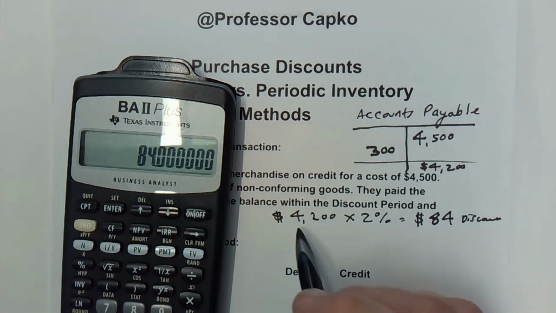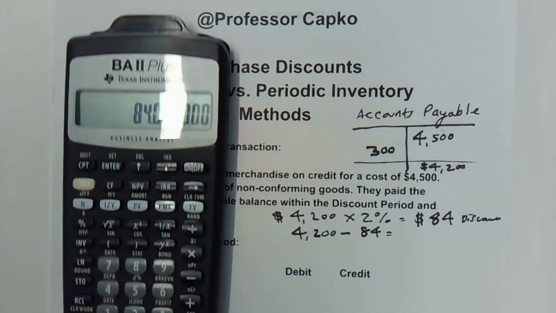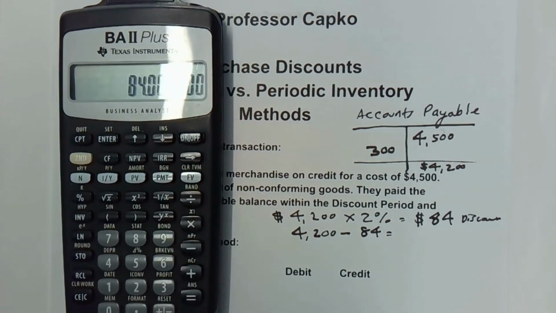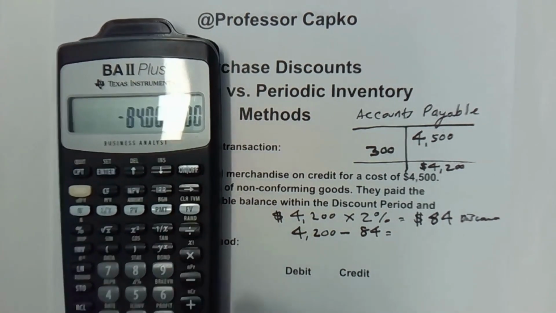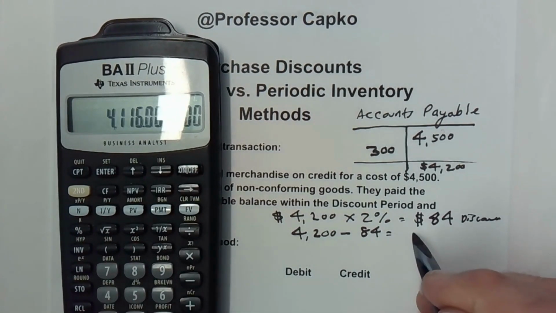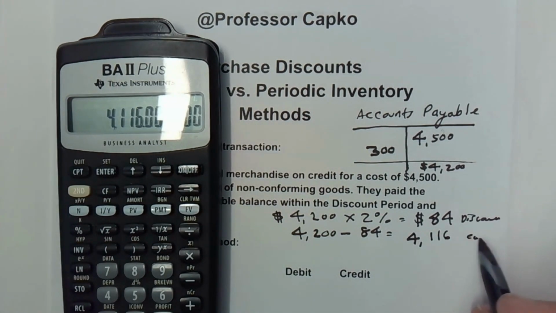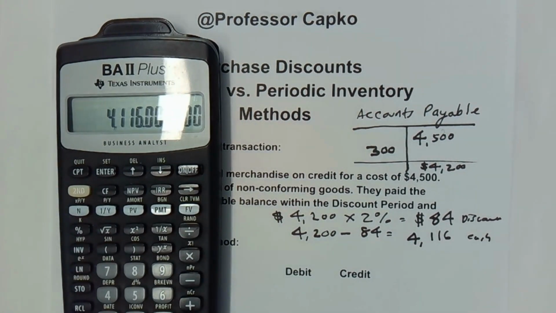And that means that they only have to pay $4,200 minus $84. So the amount they owe at this point, and I can just do that by changing this to a negative and adding the 4,200, that means they pay $4,116 cash. That's the amount of cash they'll have to pay, because they are receiving an $84 discount.